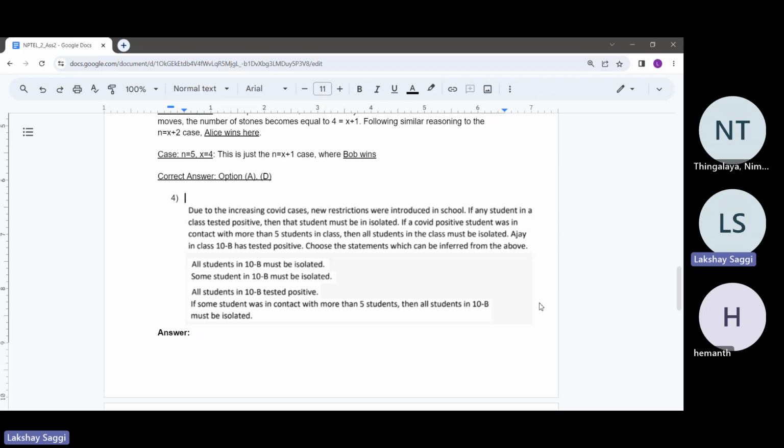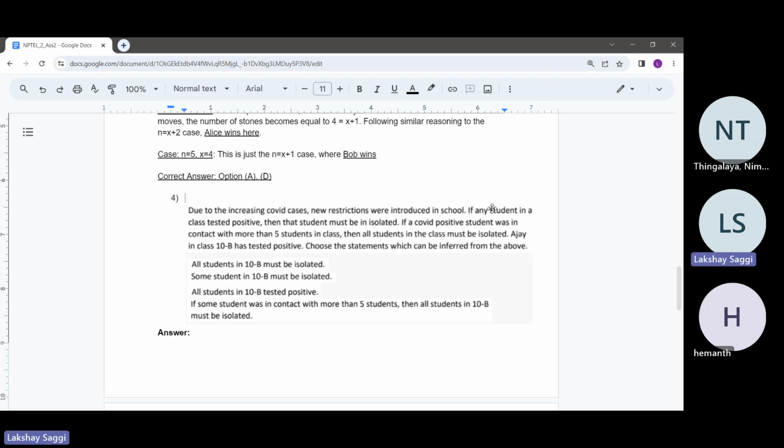If any student in a class tested positive, then that student must be isolated. Note the if condition: if a student tested positive, then he or she must be isolated. Also, if a COVID positive student was in contact with more than 5 students in class, then all the students of the class must be isolated.